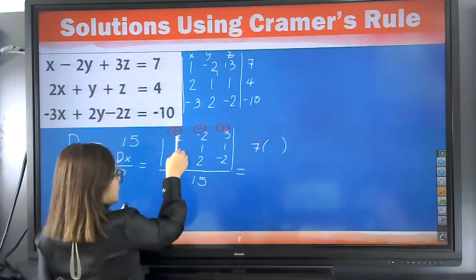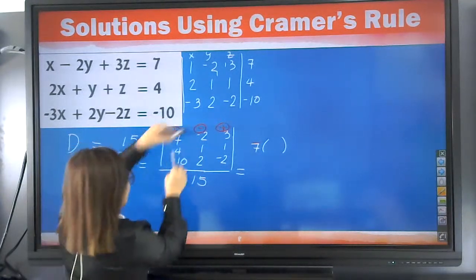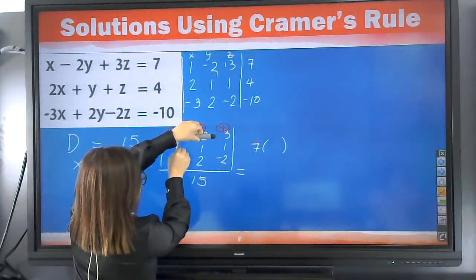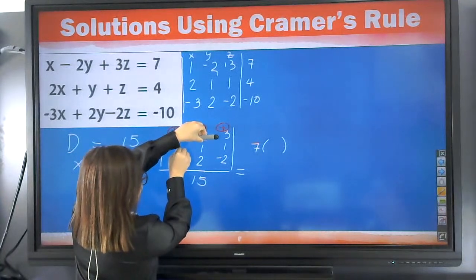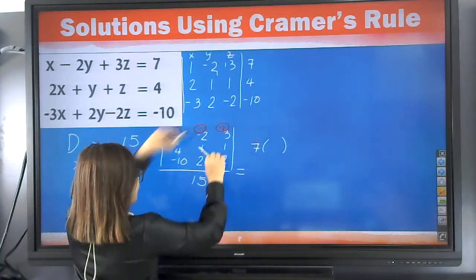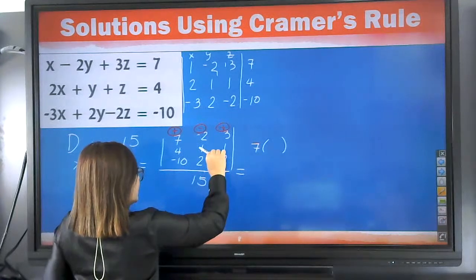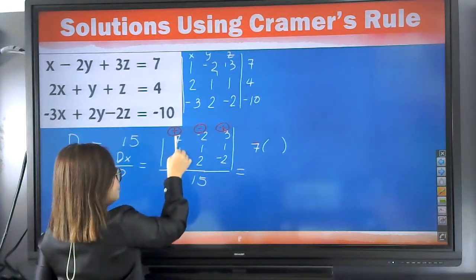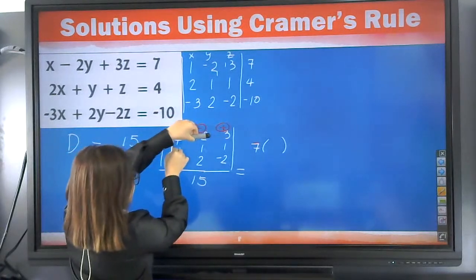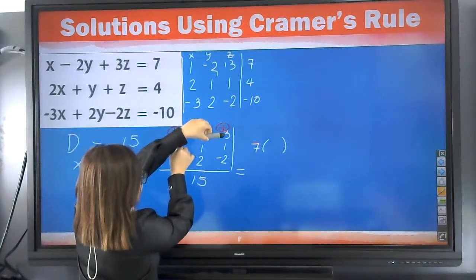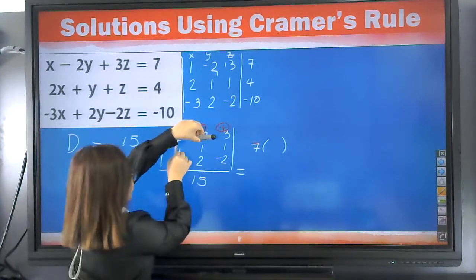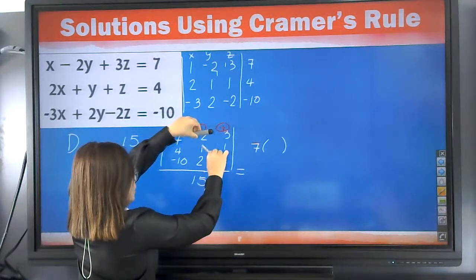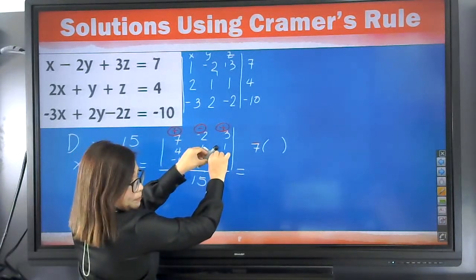7 is in this column and 7 is in this row, so you don't need these numbers here. What is left is this and this. Again, 7 is in this column and 7 is in this row, so you don't need these numbers. What is left is arrow down minus arrow up.